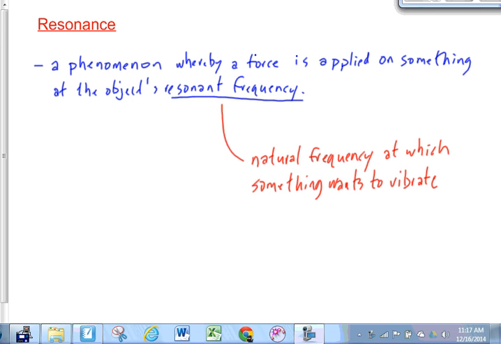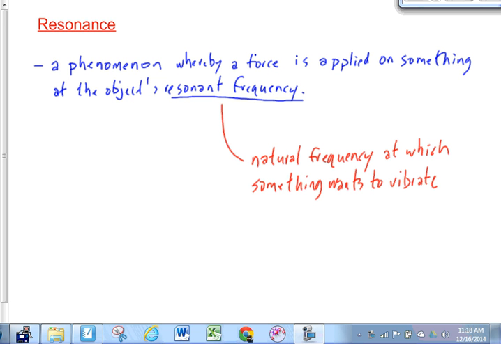Everything wants to vibrate. When I hit this desk, it vibrates. It has a natural frequency at which it wants to vibrate. The sound that you heard corresponds to the frequency at which the desk wants to vibrate. Everything has a natural frequency at which it wants to vibrate. When you hit your orange juice cup in the morning with a spoon, you hear a sound. You hear a ting sound. It's vibrating at the natural frequency or the resonant frequency of the orange juice cup.